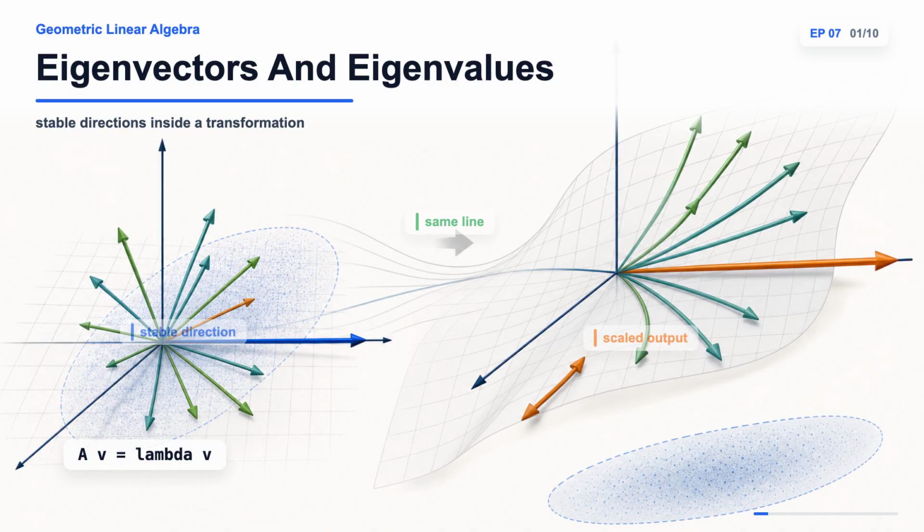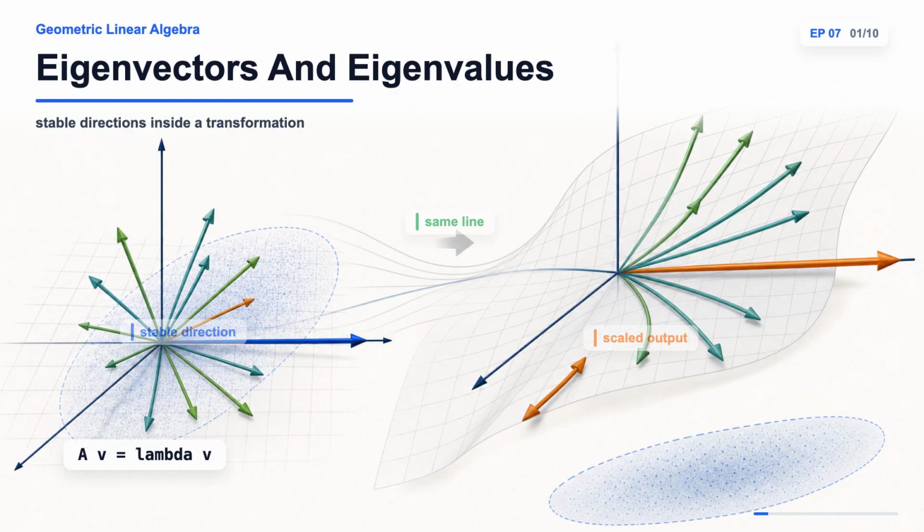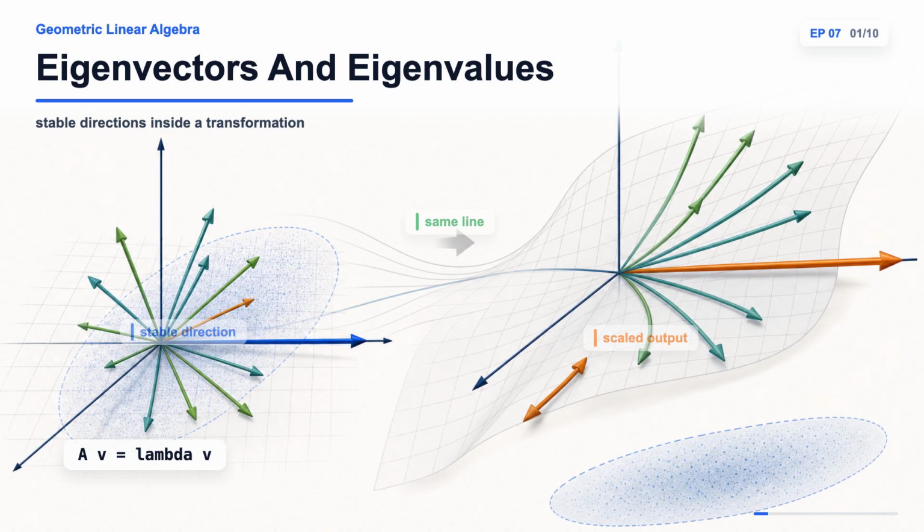That vector is an eigenvector. The factor by which it is scaled is the eigenvalue. Together, they reveal the stable directions hidden inside a transformation.